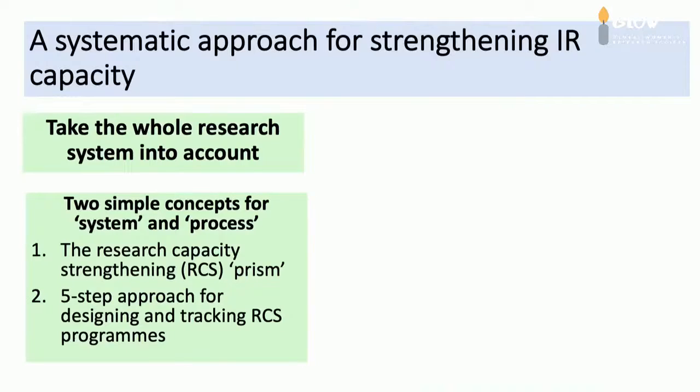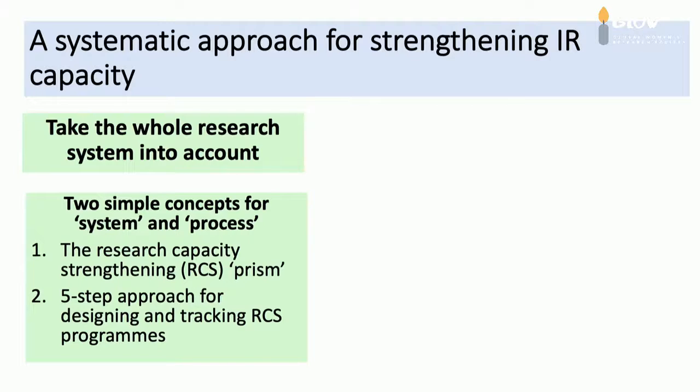Next slide, please. So how do we take a systematic approach to strengthening capacity for implementation research? The first important principle is that we have to think about the whole research system. When people think about capacity strengthening, they often think about training researchers, but it's much, much broader than that. And training is a minor component actually of all the other inputs that need to go into the system to strengthen a research system. When we think about designing capacity strengthening, we think about it under two concepts.